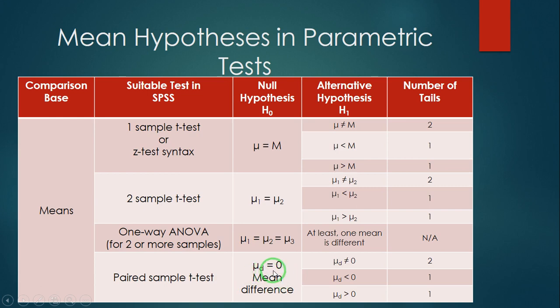So it is MD equals 0, and the alternative hypothesis could be MD is unequal to 0, which means that the means are different, and this is a two-tailed test. Or MD could be smaller or greater than 0, which both mean, again, that the means are different, and they are one-tailed tests. So let's go to SPSS and Microsoft Excel to run these tests.